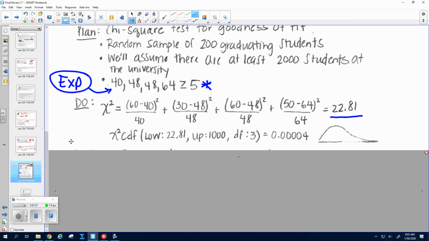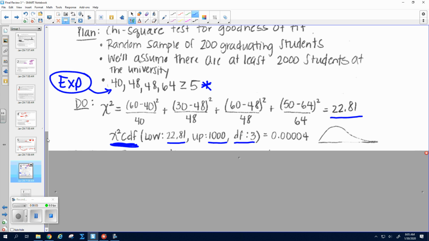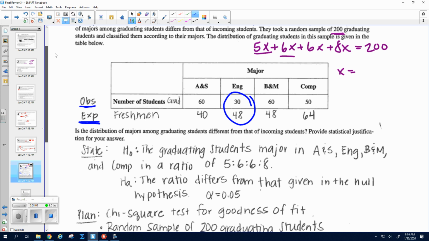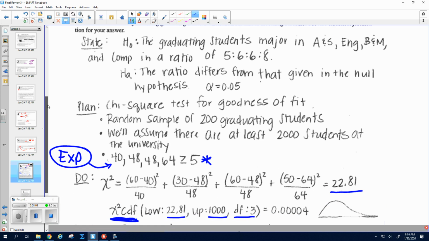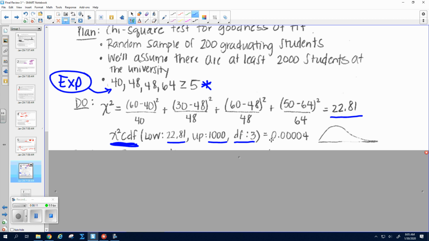Okay, then we do chi-squared CDF on our calculator, and our lower bound is this. It's always shading to the right on the chi-squared. And degrees of freedom is really important that you know how to find. For goodness of fit, it's just the number of rows minus 1. So 4 minus 1, which is 3. So our p-value is 0.00004.